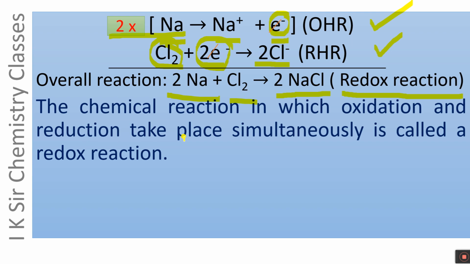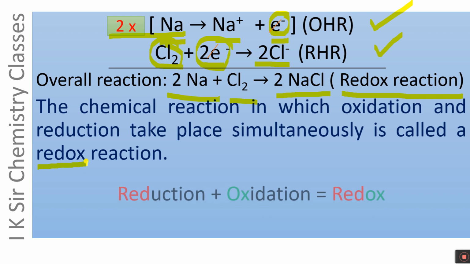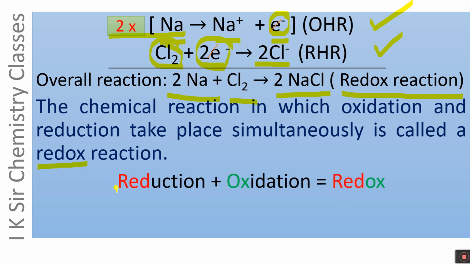The chemical reaction in which oxidation and reduction take place simultaneously is called a redox reaction. The word redox is made up of two words: reduction plus oxidation. Red of reduction plus OX of oxidation give redox.